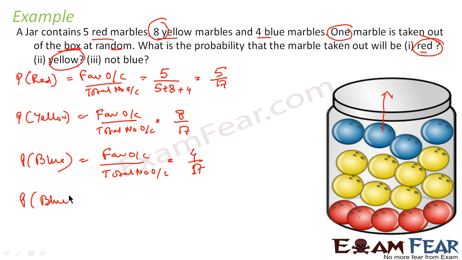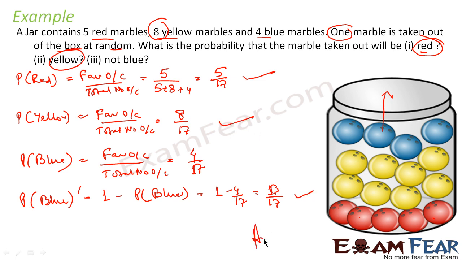Now we have to find probability of not blue. This is nothing but 1 minus probability of blue. Simple formula. So this becomes 1 minus 4 by 17, and this is nothing but 13 by 17. So I have got probability of red 5 by 17, probability of yellow 8 by 17 and probability of not blue 13 by 17. And that is my answer.